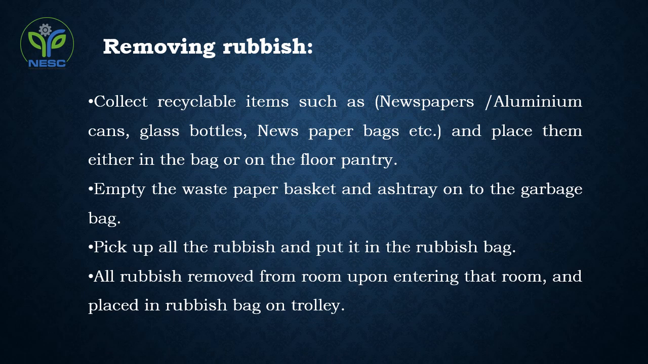Now let's discuss the points to remember while removing trash or rubbish. First point, collect recycled items such as newspapers, aluminum cans, glass bottles, newspaper bags, etc., and place them either in the bag or in the floor pantry. Next, empty the waste paper basket and ashtray into the garbage bag. Third point, pick up all the rubbish and put it in the rubbish bag. And fourth point, all rubbish removed from the room upon entering should be placed in the rubbish bag on the trolley.